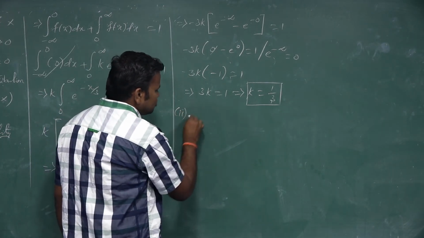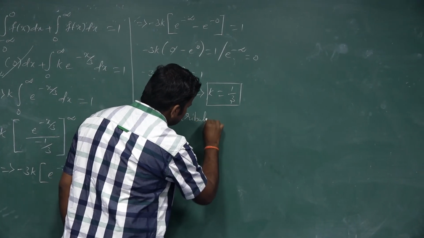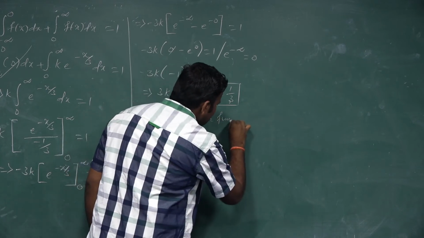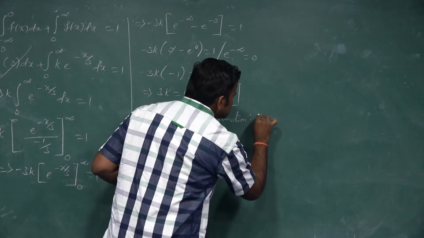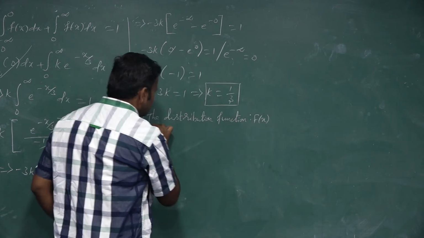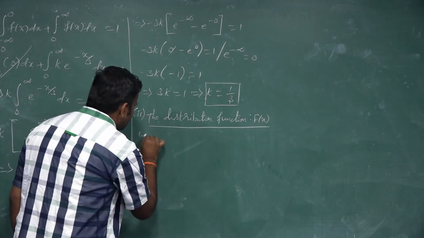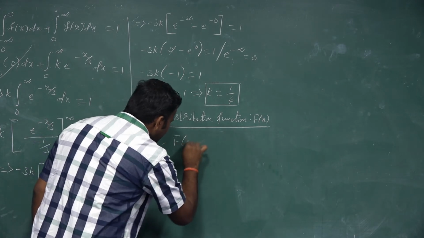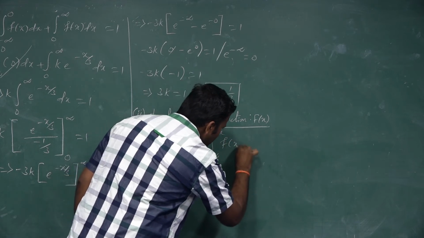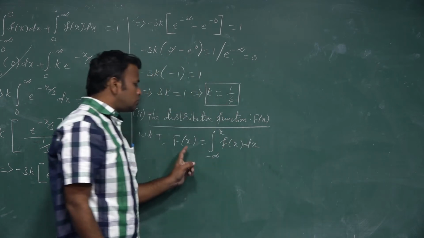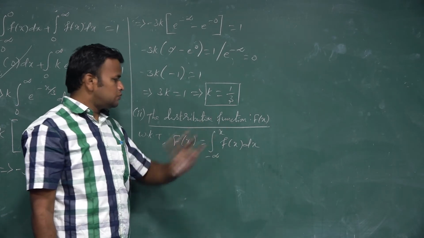Now to find the second subdivision, the distribution function. Another name for the distribution function is the cumulative distribution function. So for understanding, I write the symbol also, to find capital F of x. First we write the formula. Capital F of x is the integral from minus infinity to x of f of x dx. What is the reason to use this formula? This x lies in a continuous random variable, so we use this formula.